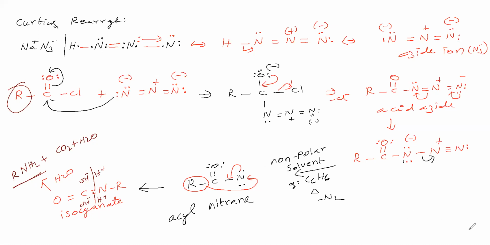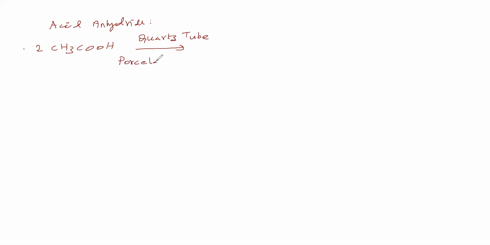Next we will see acid anhydrides. For example, we take a carboxylic acid, say acetic acid, in a quartz tube. Porcelain chips are added. The temperature is 1073 Kelvin. It is heated and goes for dehydration.